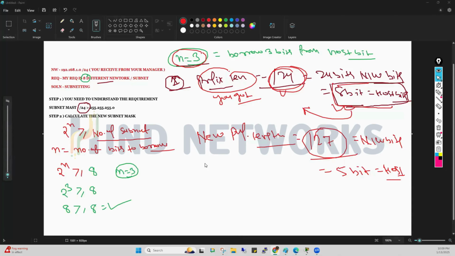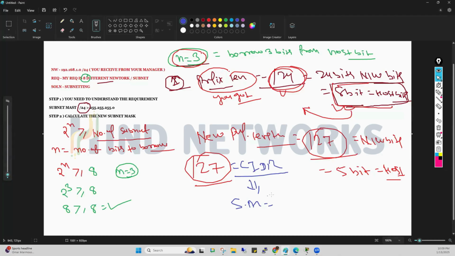Done? Now, after that, first thing here, what you got? You got the new prefix length, /27. That is the new prefix length. Clear? Now what you need to do, that is CIDR. You need to calculate the subnet mask. So for /27, what is the subnet mask, guys? I hope now you can calculate: 255, 255, 255 and then 224. That is the subnet mask for /27.